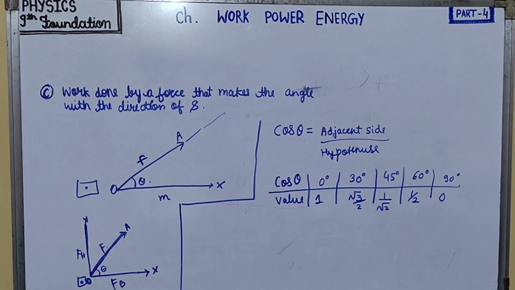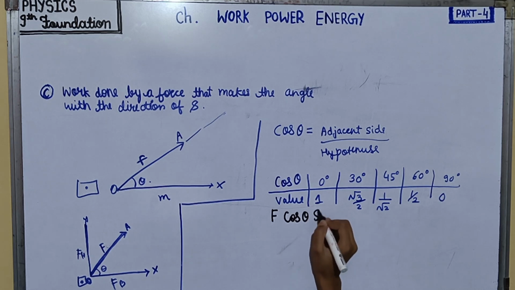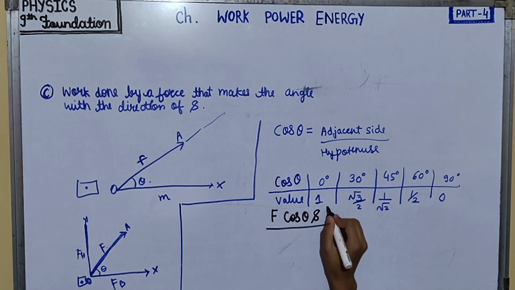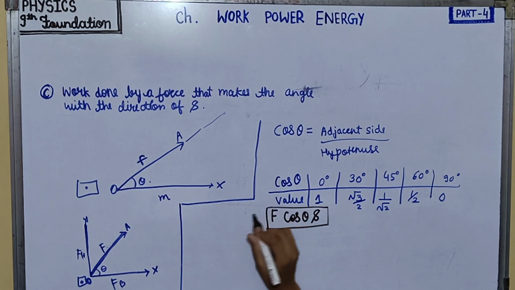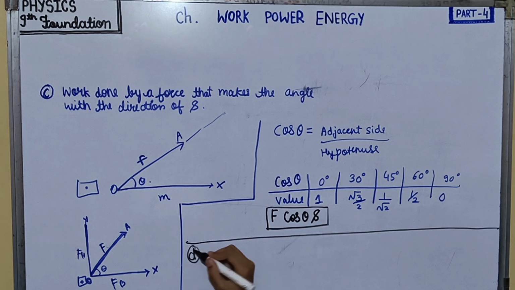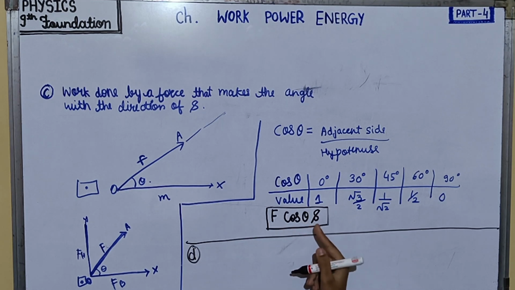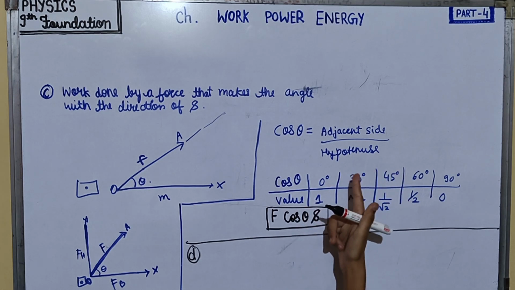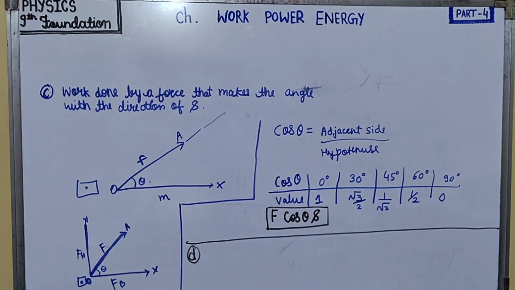Then the formula which derives from this is W equals F s cos theta, or F s cos theta. This is the formula for solving. Force into cos theta, the value of cos theta, and s is the displacement. Cos theta is the adjacent side upon the hypotenuse of the theta, like this.